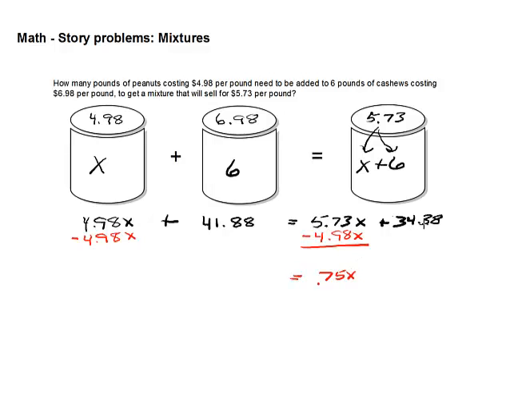And then I need to get this 34.38 to this side. So again, I'm going to subtract, because we do the opposite. These will cancel. And then subtract on this side, because you have to do the same to both sides. And if we take 41.88 minus 34.38, we'll end up with 7.5.